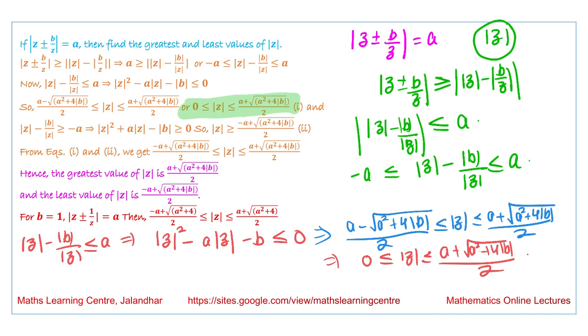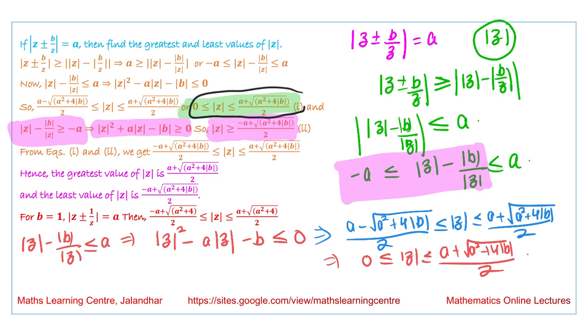Now the second inequality we have from this part we are talking about, that mod of z minus mod of b by mod of z is greater than or equal to minus a. On multiplying these terms, we get the inequality in this form, and this implies that the value of mod z is greater than or equal to this value. So if we look at both equations 1 and 2, this is equation 1 and this is equation 2, we get that the value of mod z lies between these two values. So this gives us the greatest and the least values of mod z.